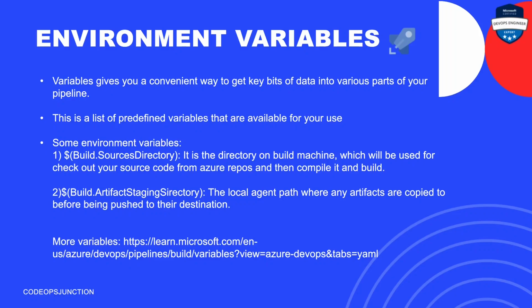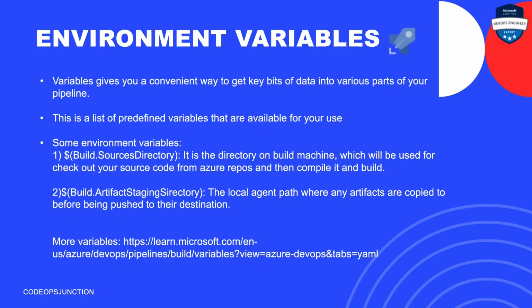Now the second one is Build.ArtifactStagingDirectory, the local agent path where any artifacts are copied to before being pushed to the destination. So these are some examples of environment variables. Environment variables are predefined variables in Azure Pipelines which give us many uses in our pipeline, so that we can access our build agent via these environment variables or do any other tasks.